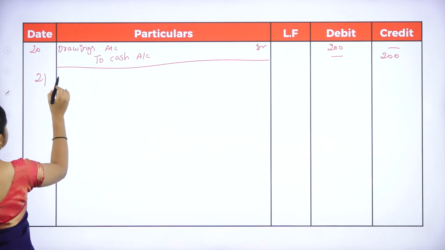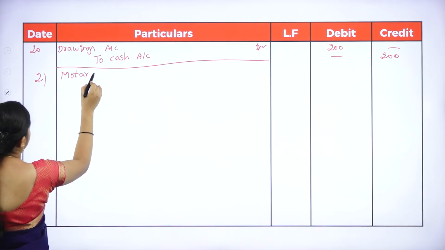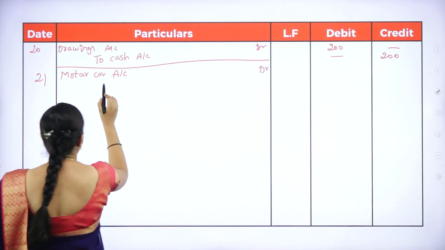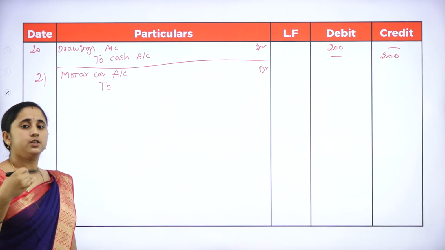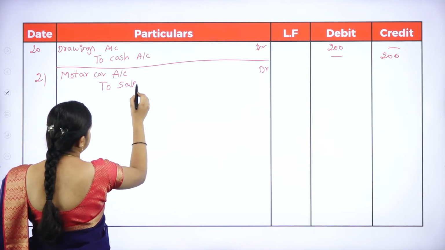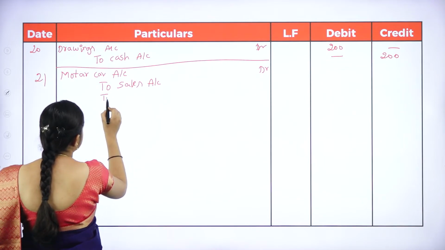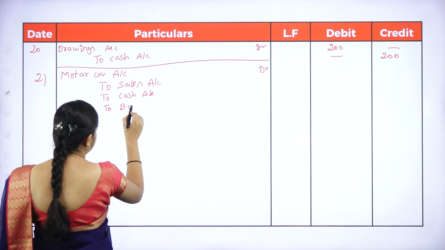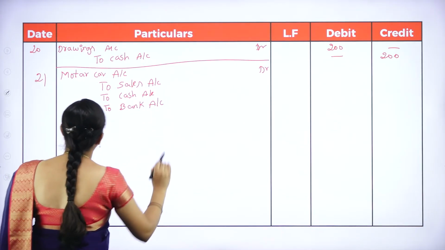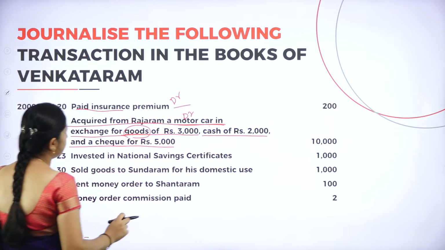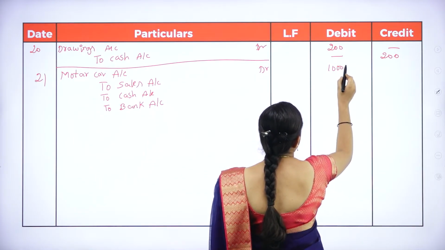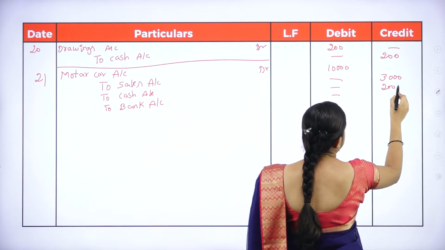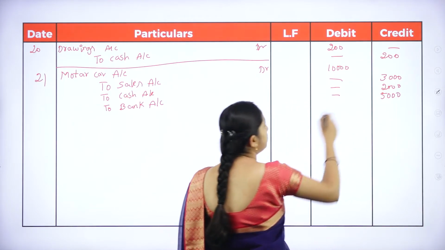On 21st you purchased a motor car. This is coming in, so motor car account debtor. To, in return you gave us goods, that means you sold your goods, so it is considered as sales account. Again you gave cash, so cash account. You gave a check, that is bank account. The total motor car price is 10,000. You gave goods of rupees 3,000, that means sales is 3,000, and cash rupees 2,000 and check of rupees 5,000. So it is tallied.